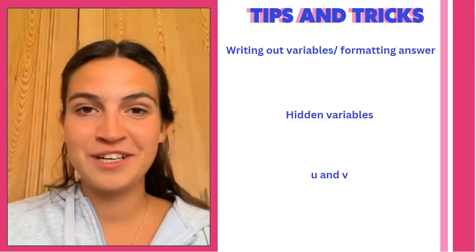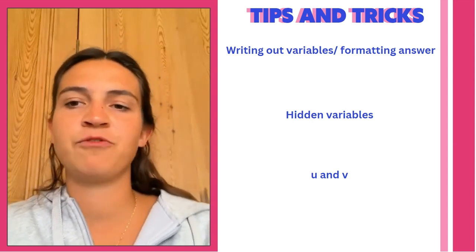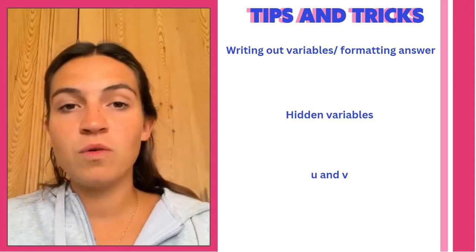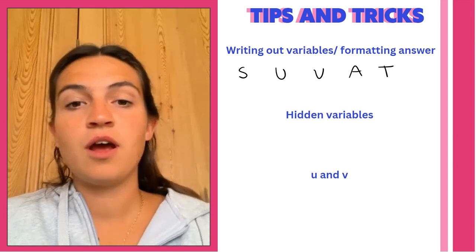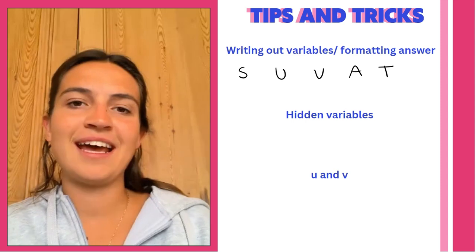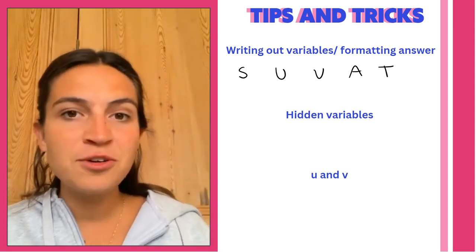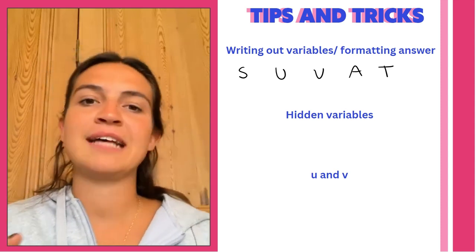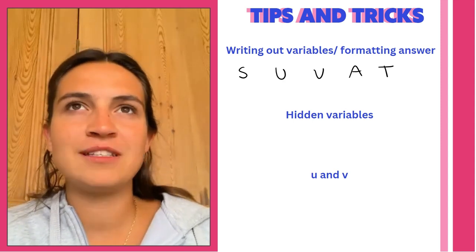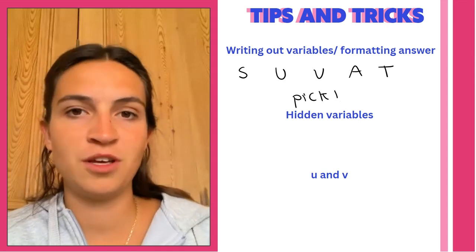Okay, my tips and tricks for this section. So the first one is writing out variables and formatting your answer. For this one, if it's a SUVAT question, I would always write out SUVAT, and then I can say, do I have S, do I have U, do I have V, A, and T? And if I do have them in the question, I can write S equals, U equals, V, A, T. This is really helpful because it will help you to choose which SUVAT equation you should be using.